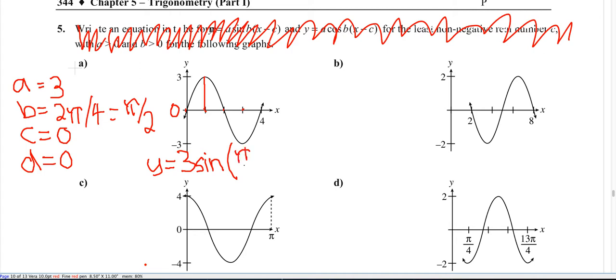I like using brackets so I can separate the parts. So this is b right here, and then x. And because there's no phase shift or vertical displacement, that's the end of our equation right there. I'm going to do one more example, maybe a couple more examples.